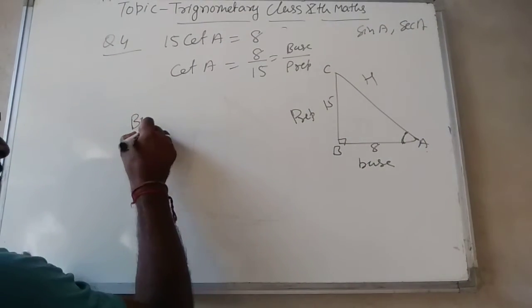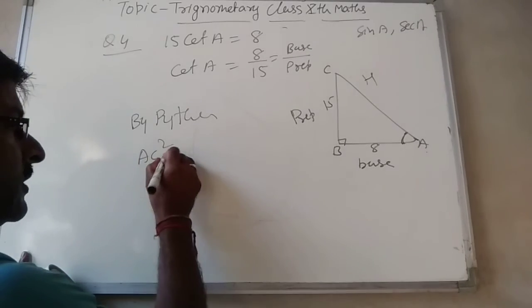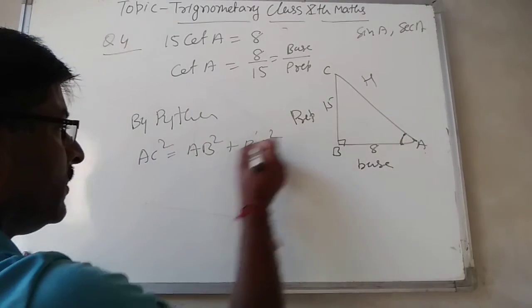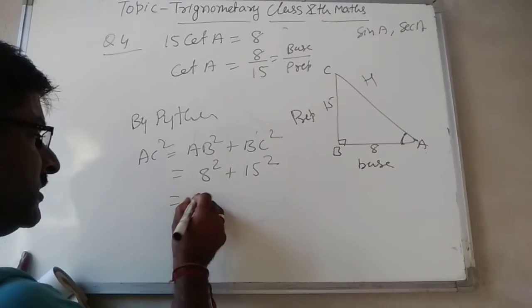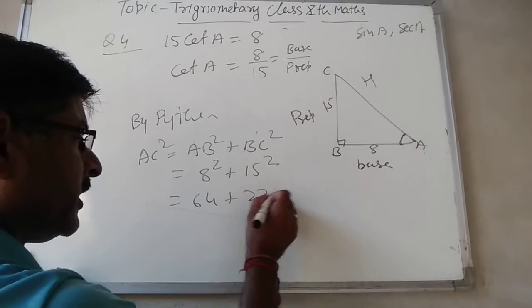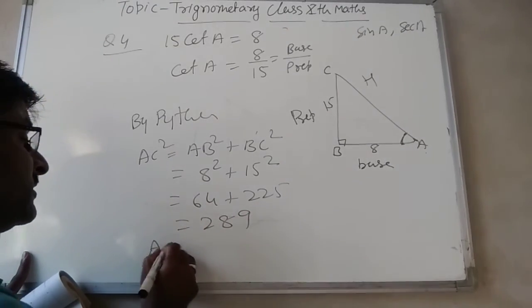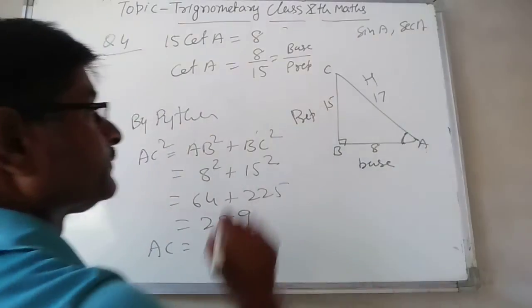So by Pythagoras theorem, AC squared is equal to AB squared plus BC squared. So AB is 8, BC is 15, 64 plus 225, the sum becomes 289. So AC is equal to 17. So now this is 17.